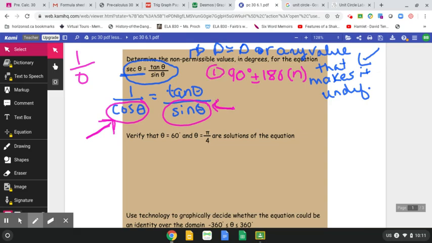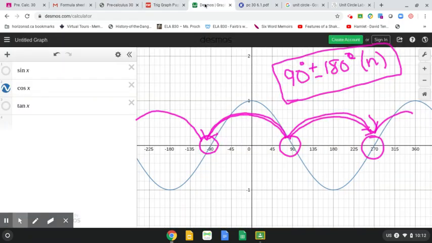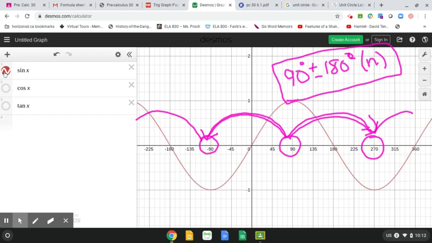Now let's look at when sine equals 0. Because we're still looking for non-permissible values, I'm going to pull up my sine graph. Now this one's going to be a little different. I'm just going to do this in a different color. I'm not going to take the time to erase. So let's look at when sine equals 0. It equals 0 there, there, there, and again, it can go on forever.